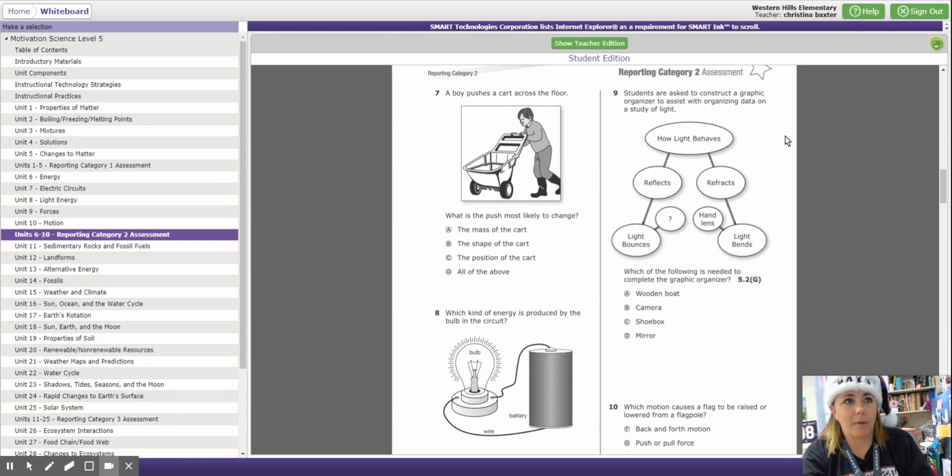Next page. Number 7. A boy pushes a cart across the floor. What is the push most likely to change? A. The mass of the cart. B. The shape of the cart. C. The position of the cart. Or D. All of the above.